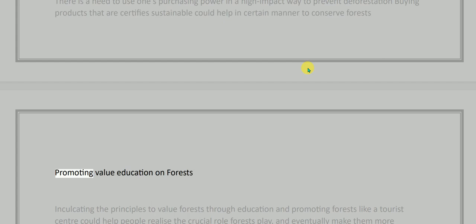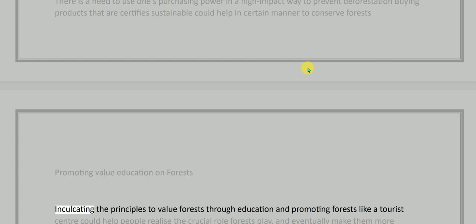Promoting value education on forests. Inculcating the principles to value forests through education and promoting forests like a tourist center could help people realize the crucial role forests play and eventually make them more responsible.